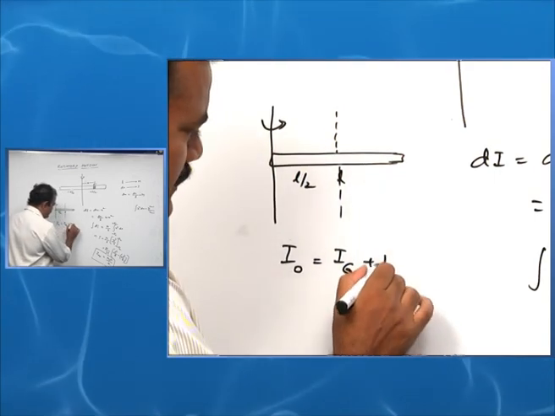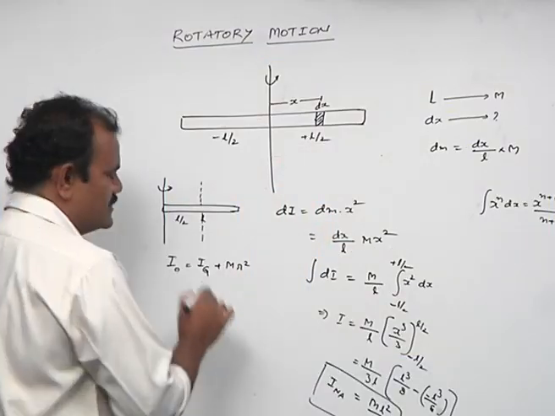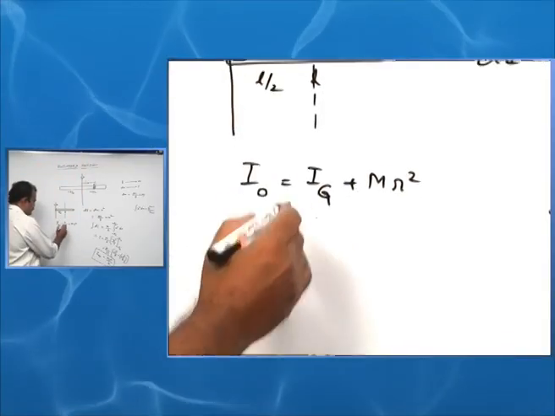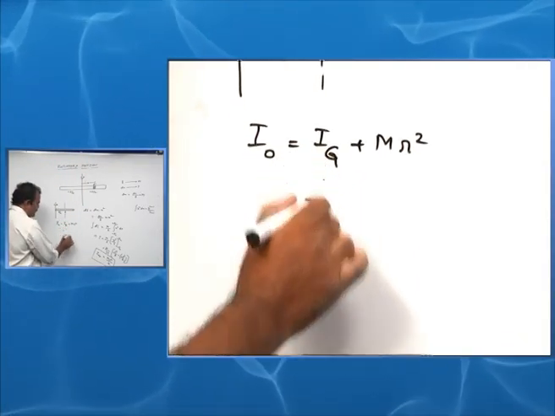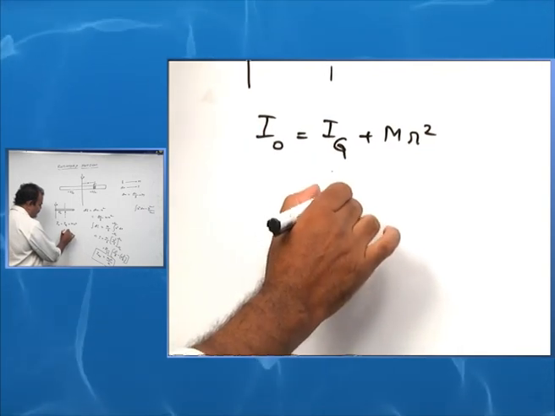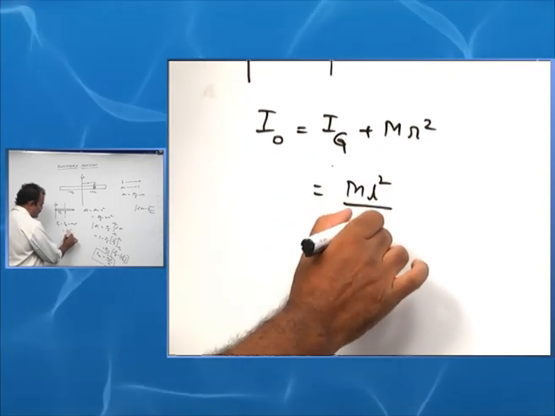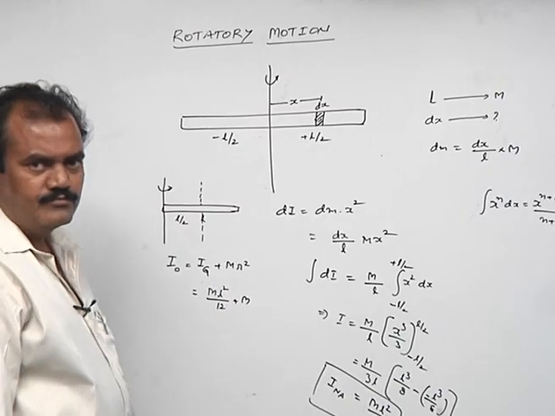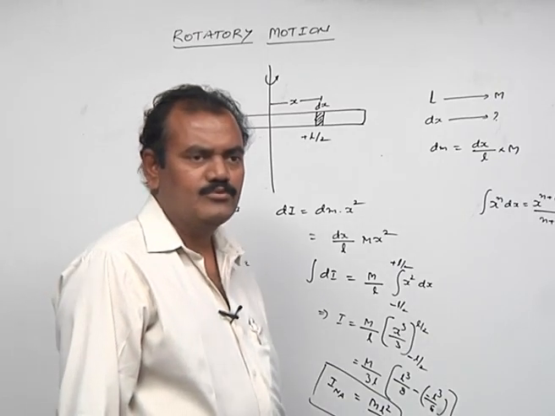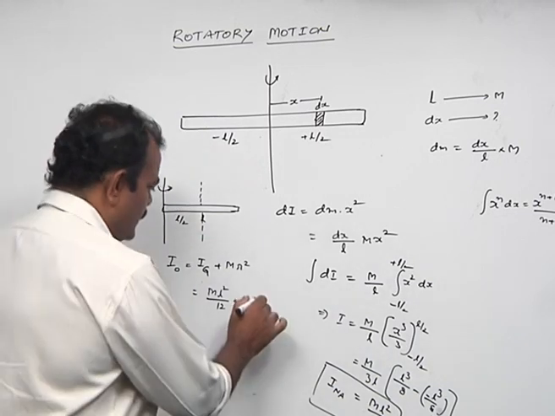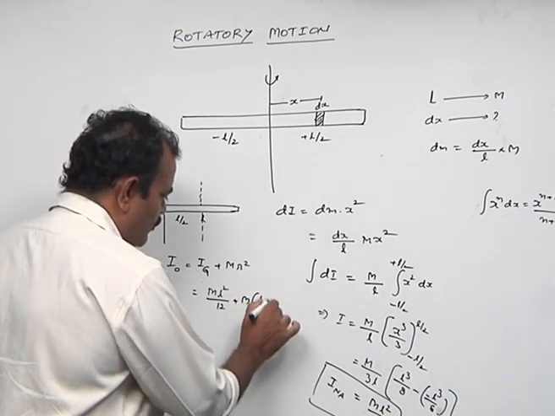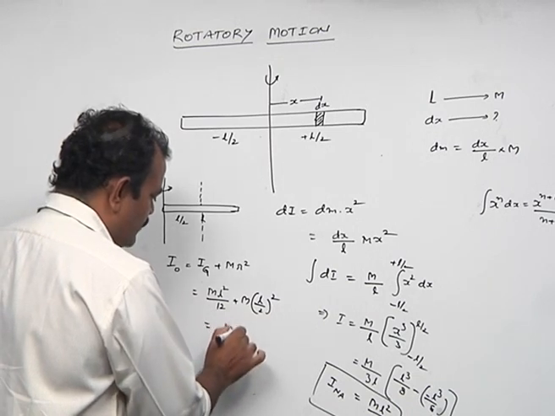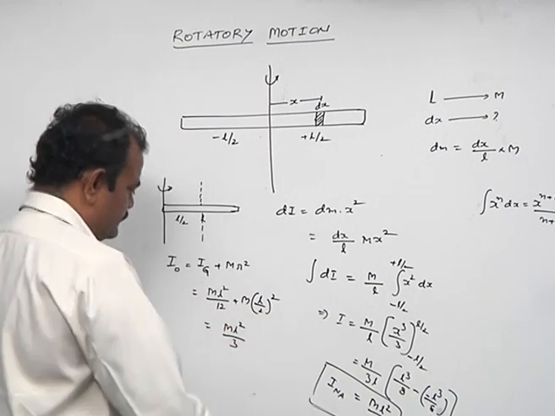Ig plus mr square, where r is the distance between the two axes. Now Ig is nothing but the INA, and it is ML square by 12 here, plus m, and r is nothing but L by 2. That distance of separation between the two axes is L by 2. So this can be taken as L by 2 whole square, and overall on solving you are going to get I is equal to ML square by 3.